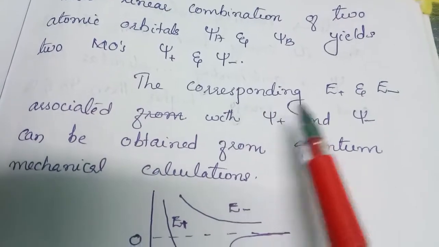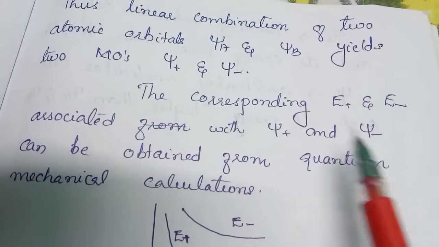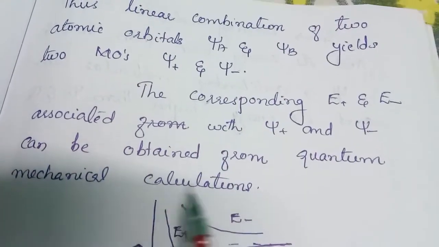That is, the corresponding E plus and E minus, the energy associated with the wave functions psi plus and psi minus, can be obtained from quantum mechanical calculations.